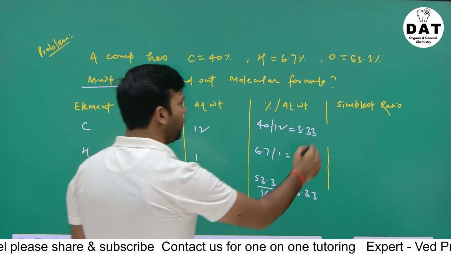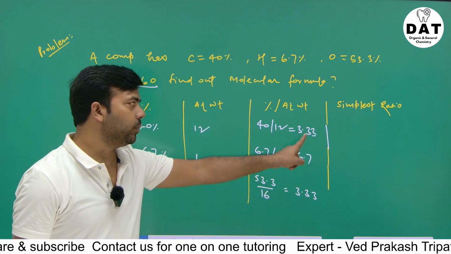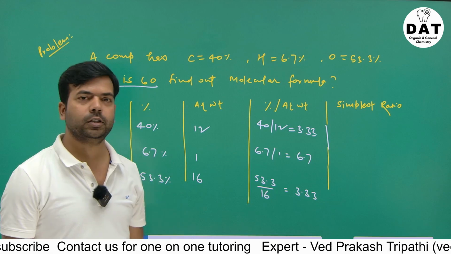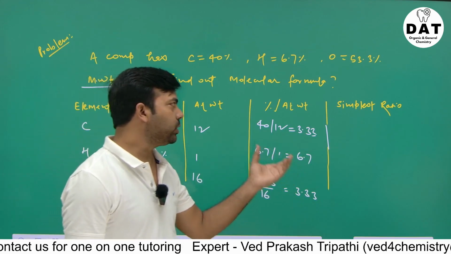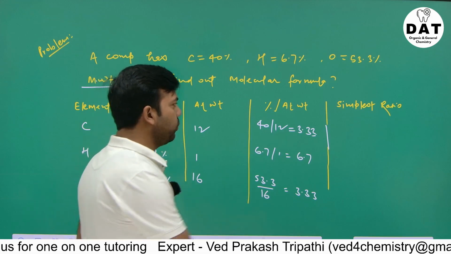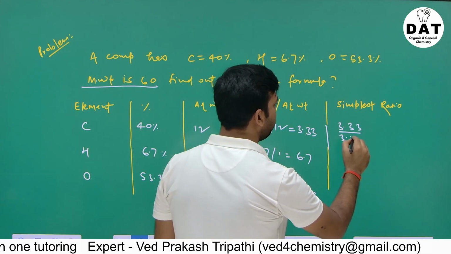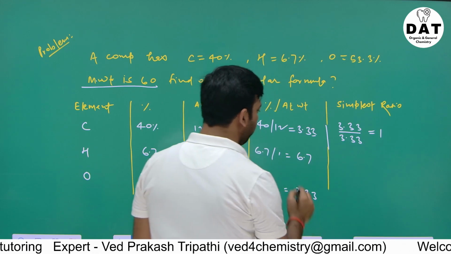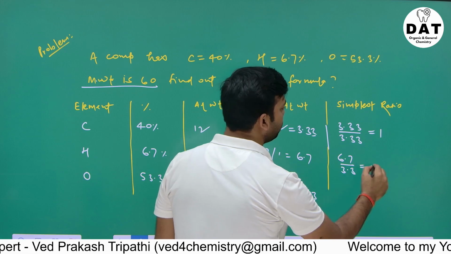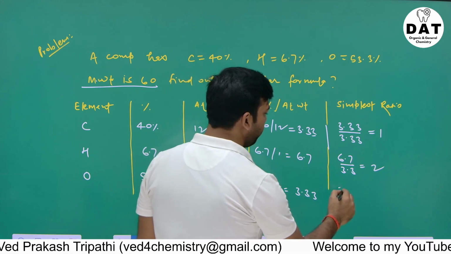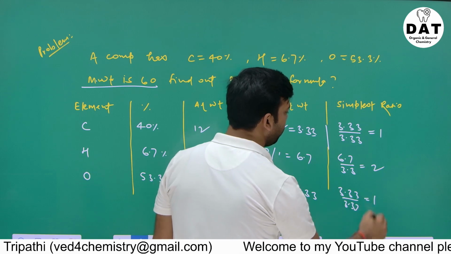So what is the simplest ratio? We have to find out its simplest ratio. So look at all these values: 3.33, 6.7 and 3.33. Which is the lowest one? 3.33. So we will divide by the lowest number. So for carbon it will be 3.33 divided by 3.33, which is 1. For hydrogen, 6.7 divided by 3.33, we can assume as approximately 2. And again 3.33 divided by 3.33, so 1. Clear?